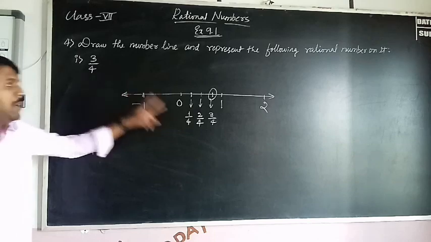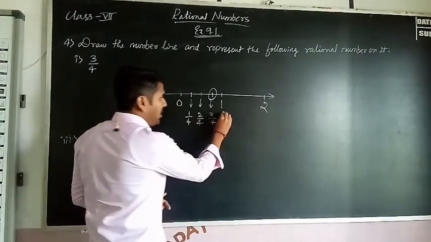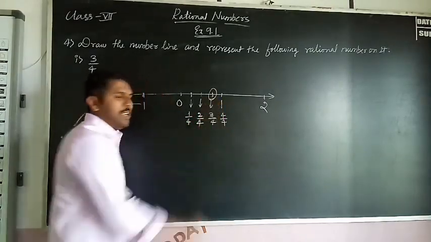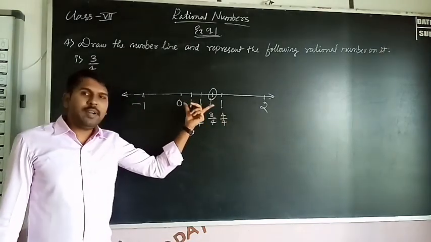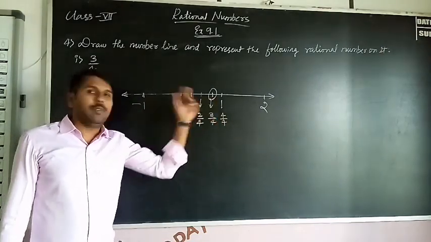How to represent 3 by 4? The last one must be 4 by 4 only, isn't it? 4 by 4 means 1. So total how many parts? 4 parts, and we take 3 parts.